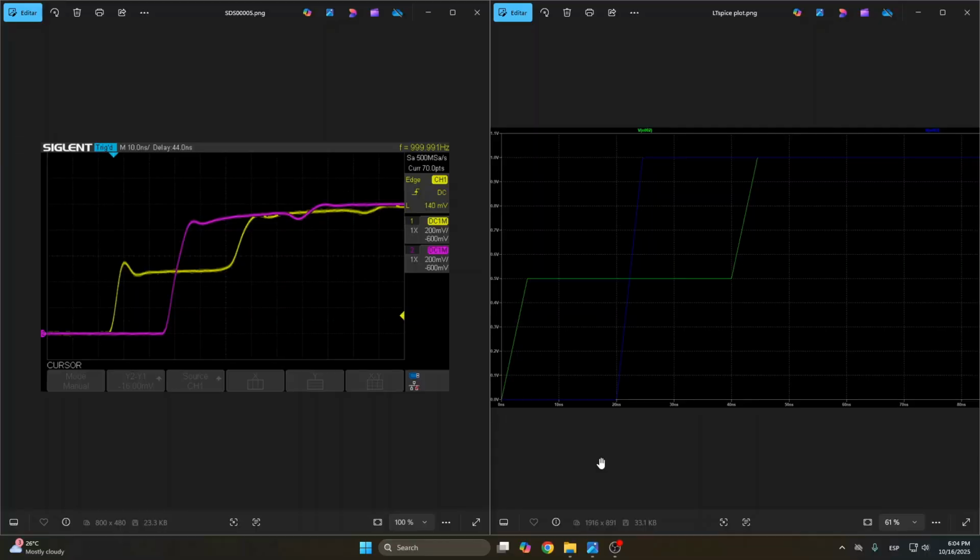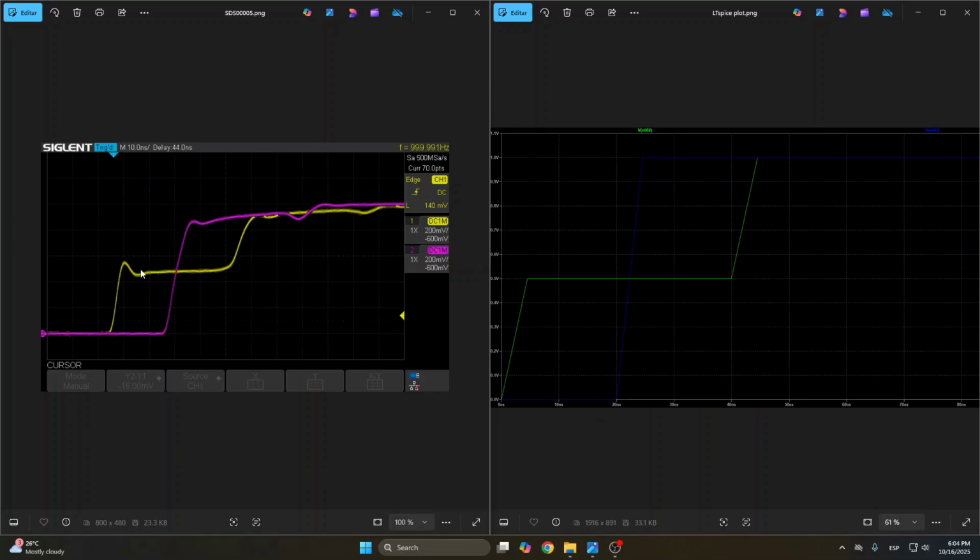I have downloaded the screen capture from the oscilloscope to my computer, and I have placed this image side by side with the plot we obtained from LTspice during our simulation, so we can compare the results. The yellow line on the oscilloscope capture is equivalent to the green line on our simulation, and the purple line corresponds to the blue line on the simulation.